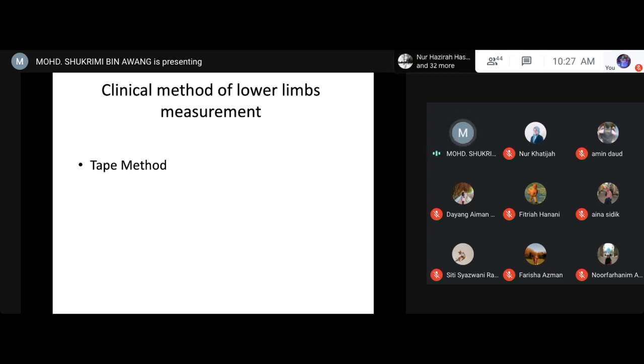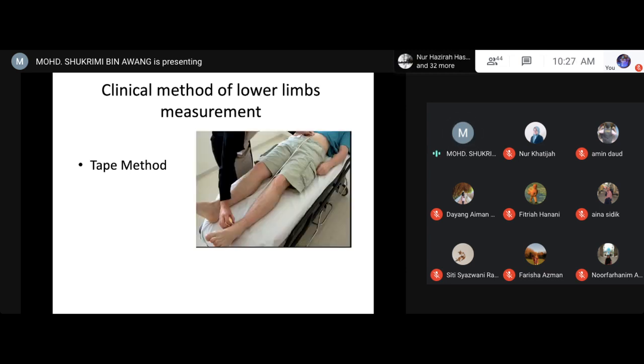Not sure. So this is your conventional way. You measure using a tape measurement. Calculate the apparent length and the true length. Yeah, of course. No, I mean the clinical method. Now you use a tape, you measure the apparent length and later you measure the true length.